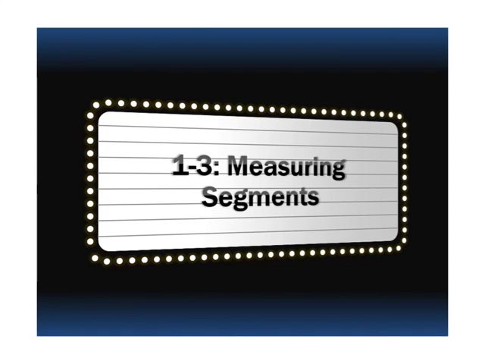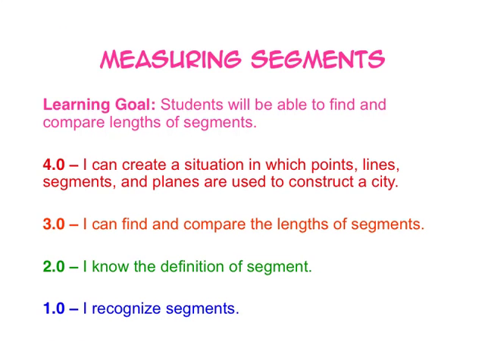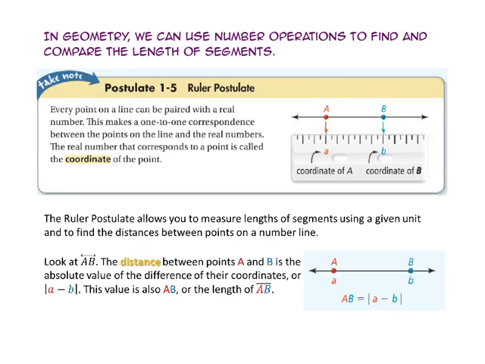Today's lesson is measuring segments. Take a minute to read your learning goal, find where you are on the scale now before the lesson, and rate yourself. The ruler postulate says that every point on a line can be paired with a real number.